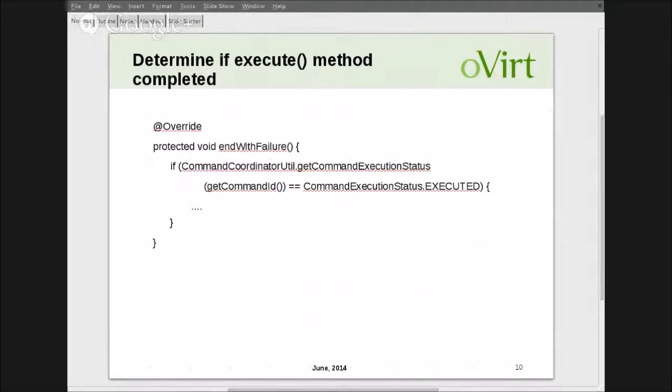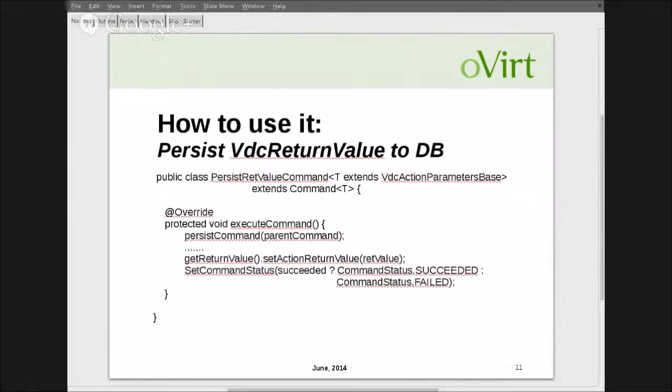One more thing that's saved in the database is the VDC return value. Most of the commands already do this. We set the action return value in the return value of the command. So we say get return value, set action return value. And if this is done, the return value of the command is automatically saved in the database at the end of the execute method.